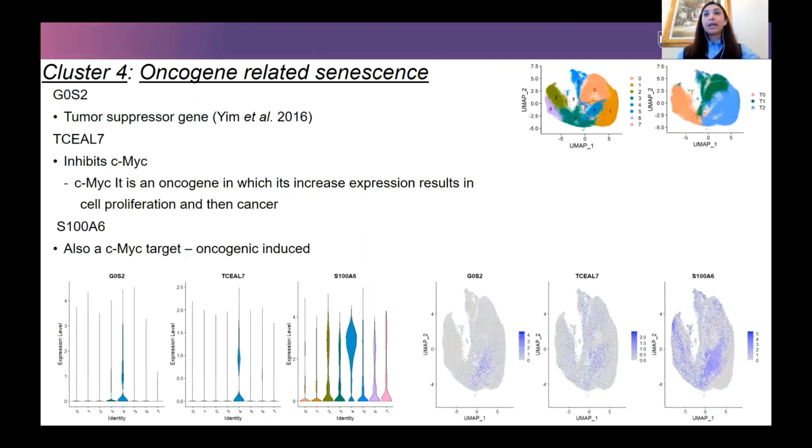Cluster 4 is another T2 cluster which mainly contained senescent cells, and mainly all the oncogenes were actually upregulated in this cluster. G0S2, which is a tumor suppressor gene, TCL7, which is a MYC inhibitor, c-MYC is actually an oncogene as well, and S100A6 is also a MYC target.